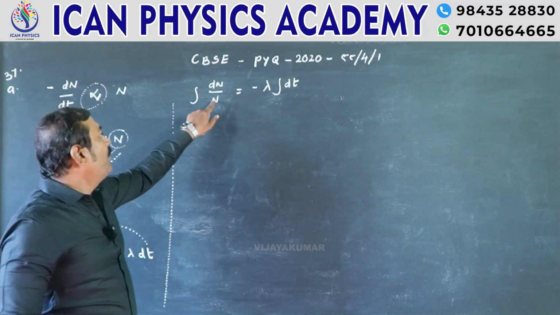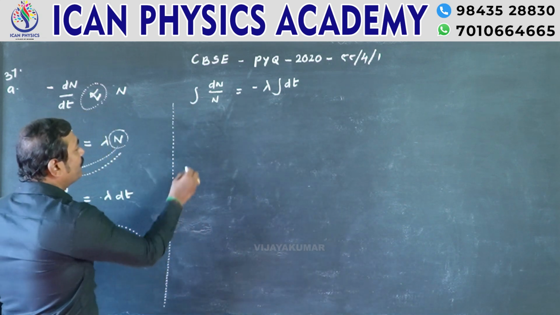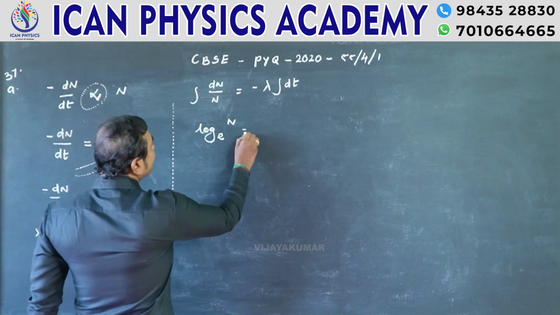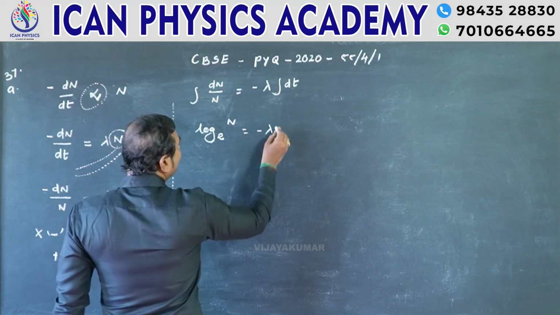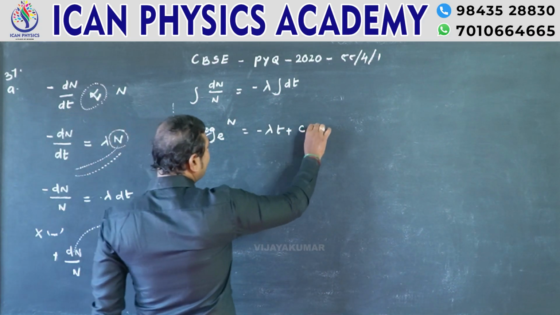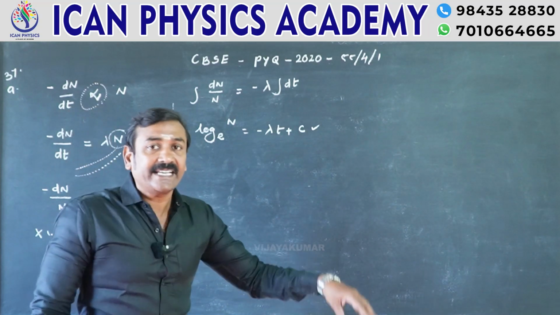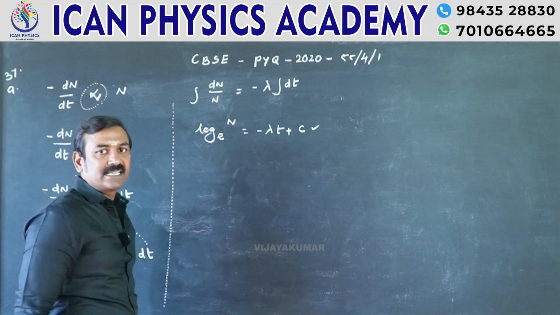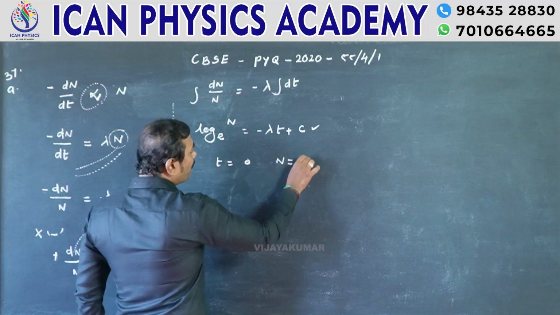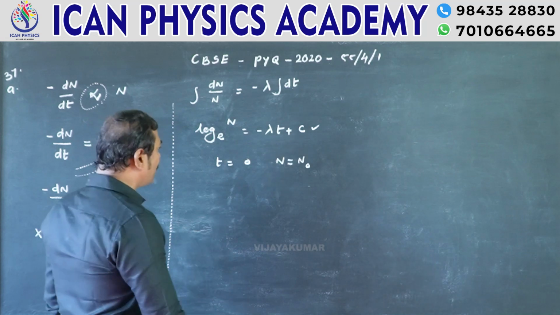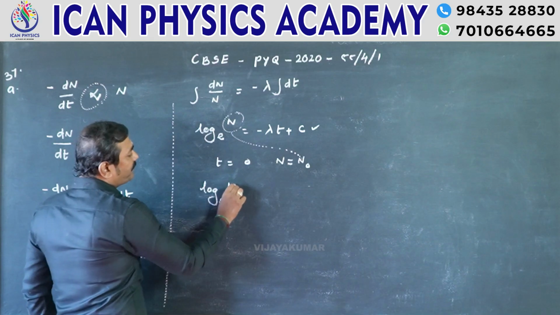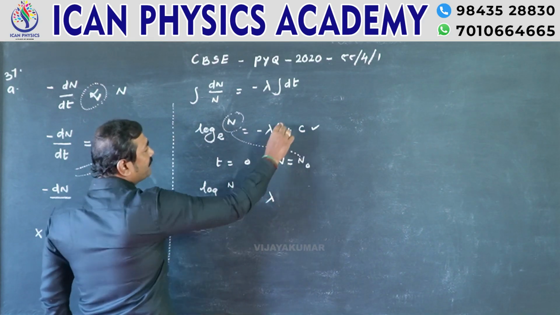So 1 by N is integrated, and it becomes log N base e. That is equal to minus lambda, and when we integrate dt, it becomes t plus some constant. So this is the general form. At the time when it starts disintegrating, the time equals 0, and the number of atoms present can be taken as N naught. Now N becomes N naught.